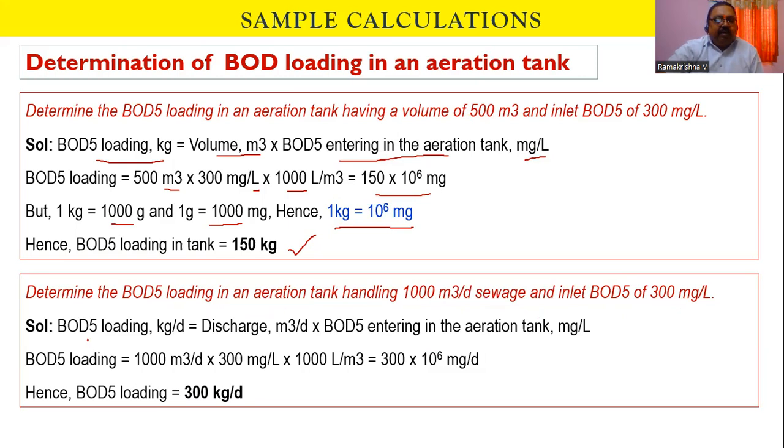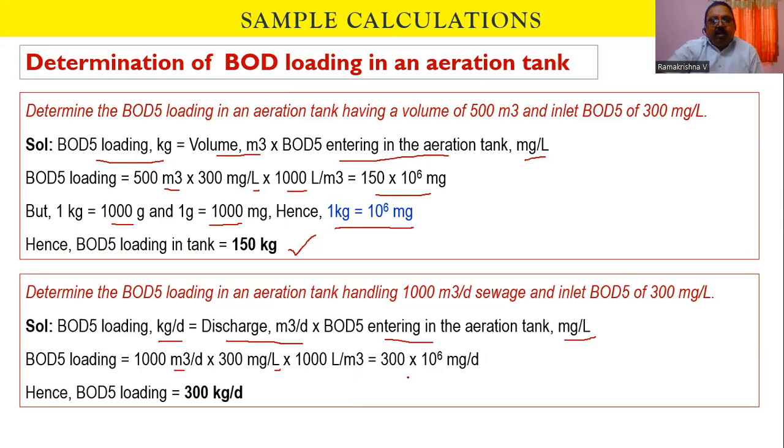So BOD5 loading in terms of kilograms per day, we are going to apply a similar formula: discharge in terms of meter cube per day and BOD5 entering in terms of milligrams per liter. So use that formula. BOD5 loading in kilograms per day is equal to discharge, given as 1000 meter cube per day, and BOD5 entering is 300 milligrams per liter. Again here there is a change of units per volume. Here it is meter cube, here it is liter. So meter cube is higher. So 1000 liters per meter cube.